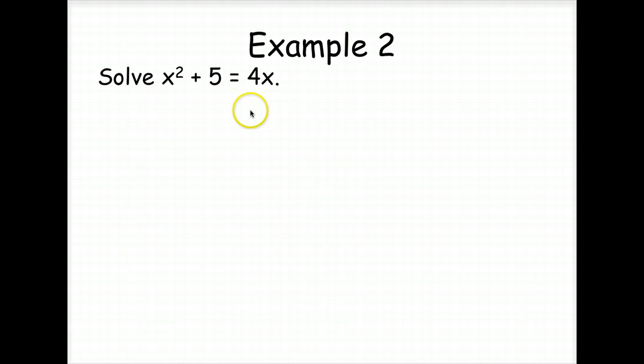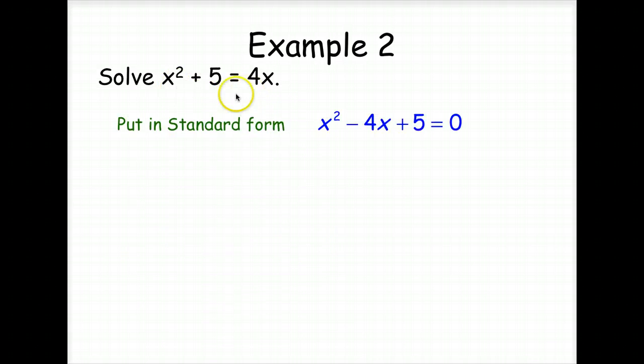Let's look at something a little more complicated. First of all, let's put it in standard form by subtracting 4x from both sides. This tells us both signs have to be the same. So factors of 5 that are the same. Negative 5 plus negative 1 will not give us a negative 4. And a negative 3 plus a negative 2 will not give us a negative 4. So we can't factor this one the way we're used to.